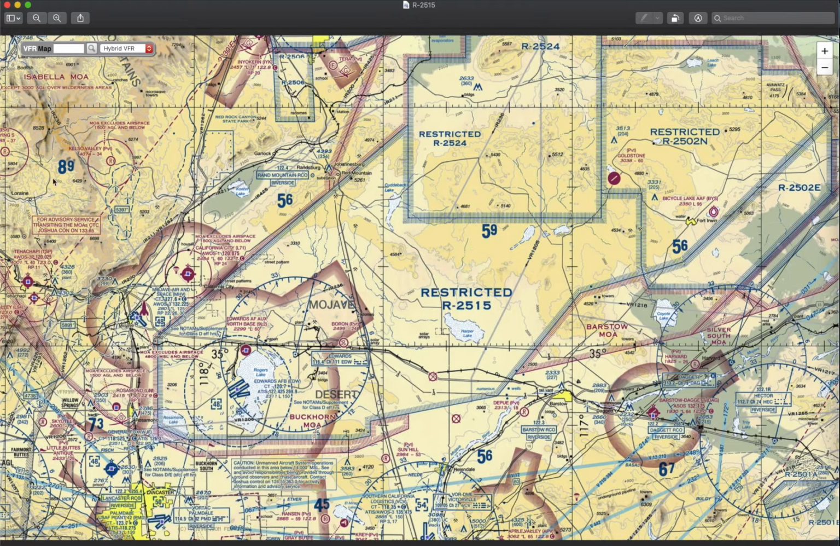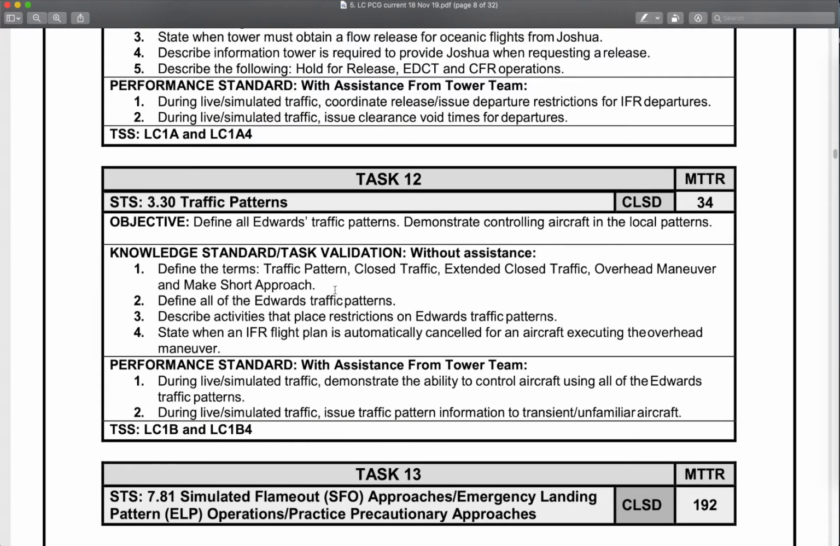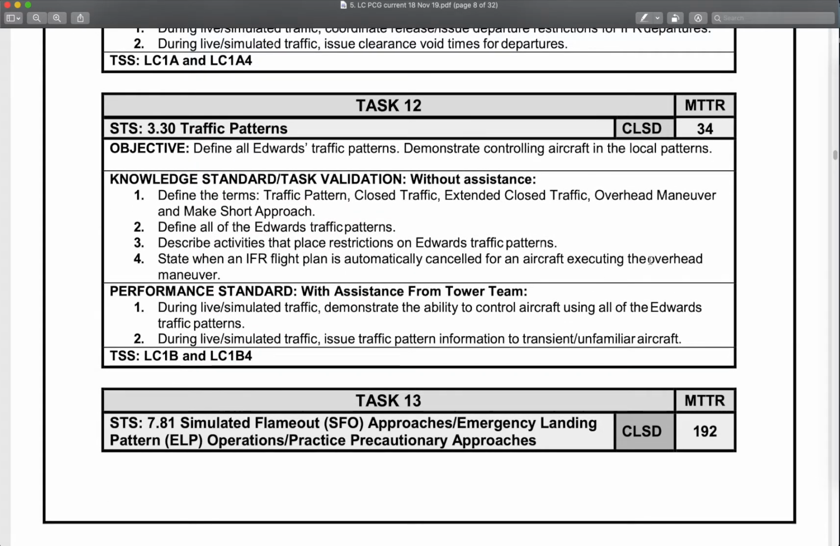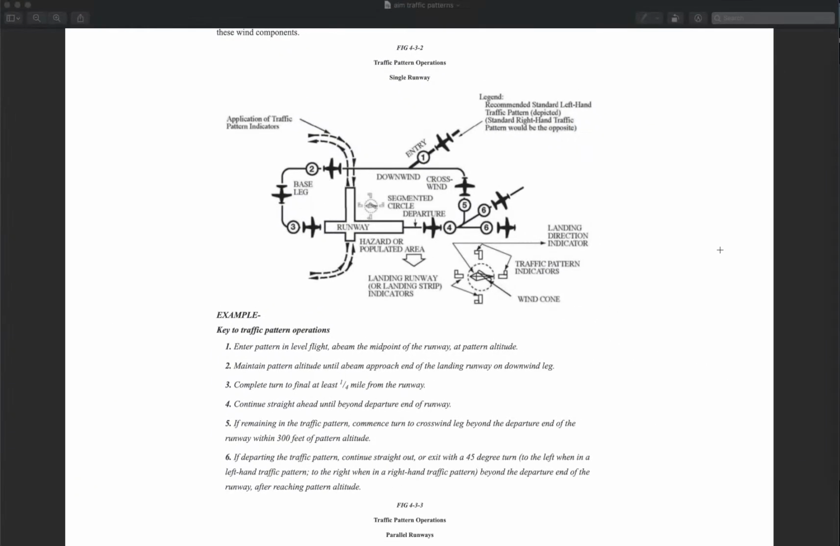So now we're going to go into traffic patterns, task 12. There's lots of things that it wants you to do to define all the traffic patterns. I'm not going to go through all of our traffic patterns, but I will explain some of the conflict points, explain a little bit of the traffic patterns, some key things about certain traffic patterns, things that we need to know. And then I'm also going to pull up the AIM and talk about how aircraft are supposed to enter a traffic pattern. We'll do that first.